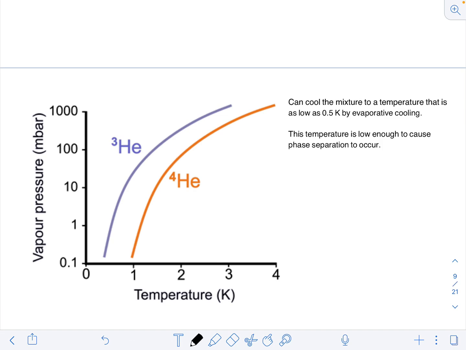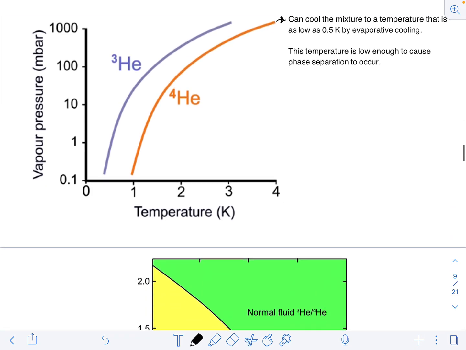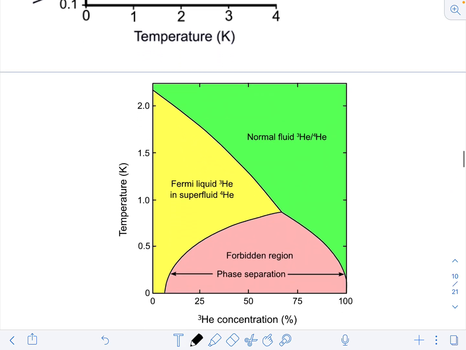So we can cool the mixture to a temperature of about 0.5 Kelvin by evaporative cooling, so just by pumping on the still. And this temperature is low enough that we will enter this phase separation region where we'll have our concentrated and dilute phases, where the dilute phase might be something like 25% helium-3 in helium-4, and the concentrated phase might be somewhere around 80% helium-4. Sorry, I got that wrong. The concentrated phase would be about 80% helium-3. Okay.